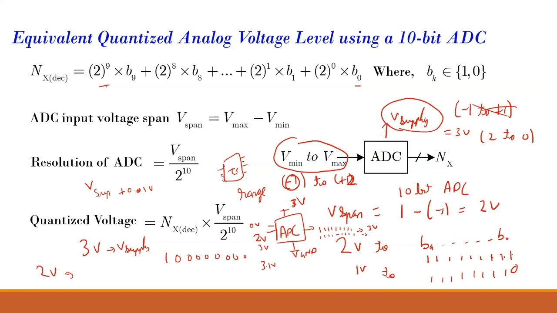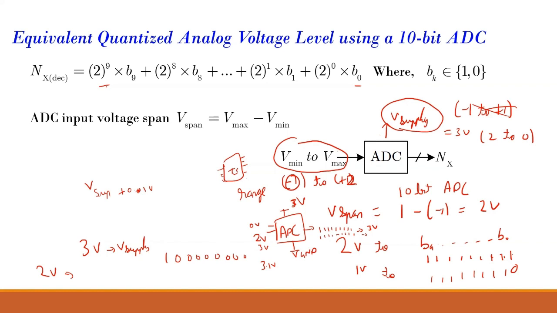Sir, if the supply voltage is 3 volts and the maximum voltage is determined by the supply voltage, then there is no chance of giving 3.1. Why? Because the supply voltage is at 3 volts.